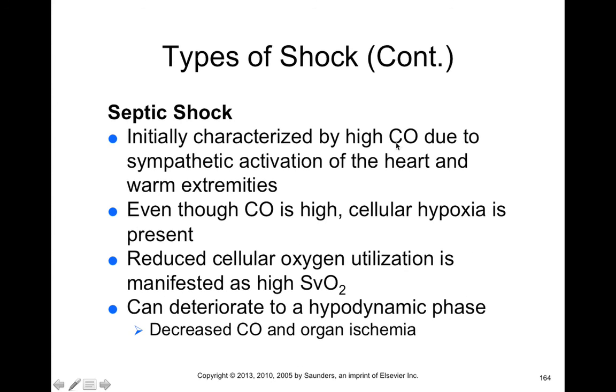Now, initially we can see that you have high cardiac output due to sympathetic activation, but even though cardiac output is high, cell hypoxia can be present due to inadequate blood flow, or at least maldistribution of that blood flow. So you see reduced cell oxygen utilization, and this can lead to a deterioration into this hypodynamic phase, where we see decreased cardiac output and organ ischemia because of diminished blood oxygen levels, which decrease your myocardium's ability to pump blood.